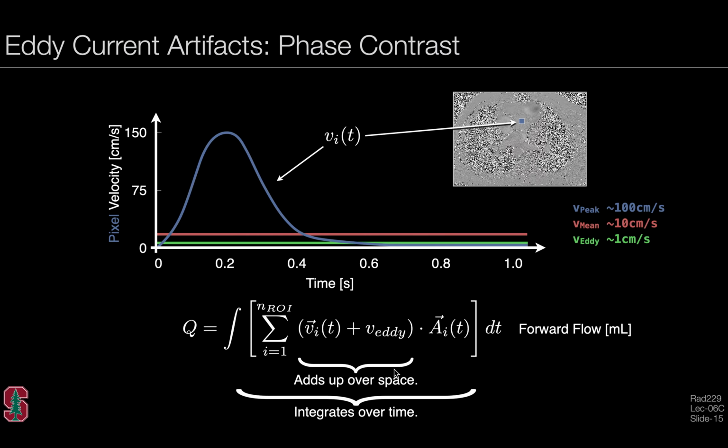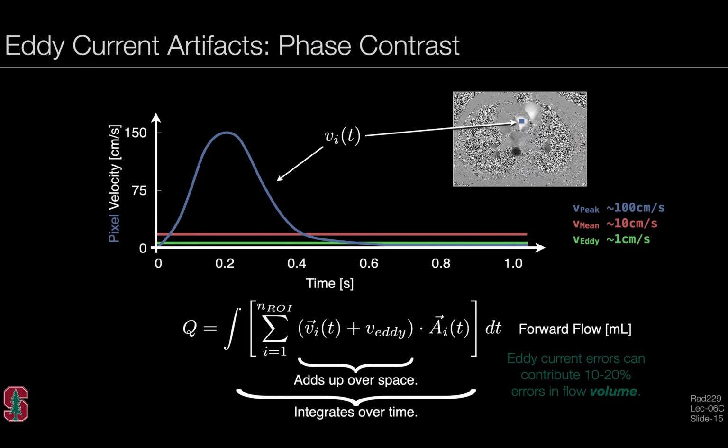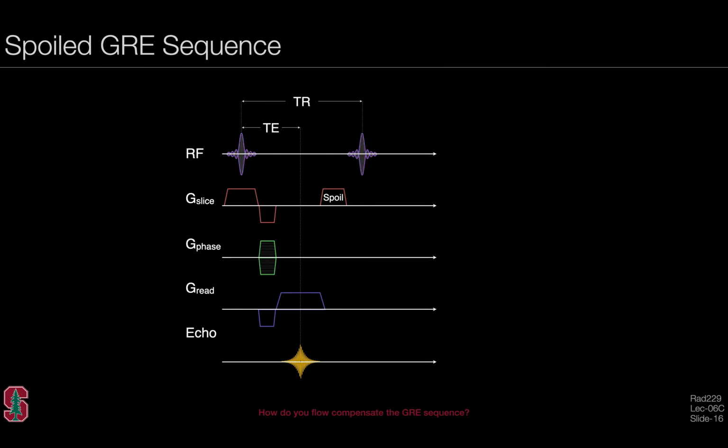And so as a consequence of adding up over space and integrating over time, these eddy current effects can actually compound and give us errors of flow or volume that are on the order of 10 or even 20%. So you can think of it in terms of integrating what looks like a small eddy current curve, but because we're integrating it for the entire cycle, it can actually contribute a significant amount of erroneous volume to the total estimate. Okay, so lastly, let's think about how the phase contrast sequence comes together.